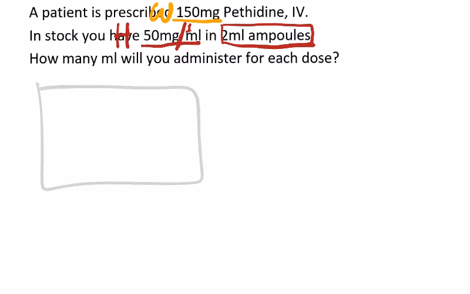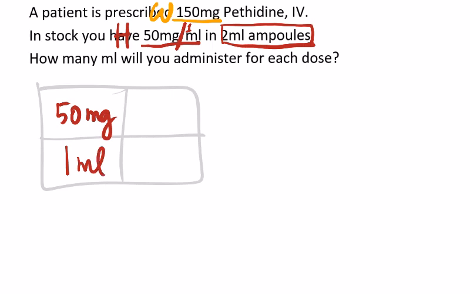So all we do is draw the box, enter your have in, which is 50 milligrams, always writing the unit in 1 mil. 50 milligrams per 1 mil. Now we have to enter the want, which is 150 milligrams and can only sit on the top to match with the 50 milligrams on the left hand side.